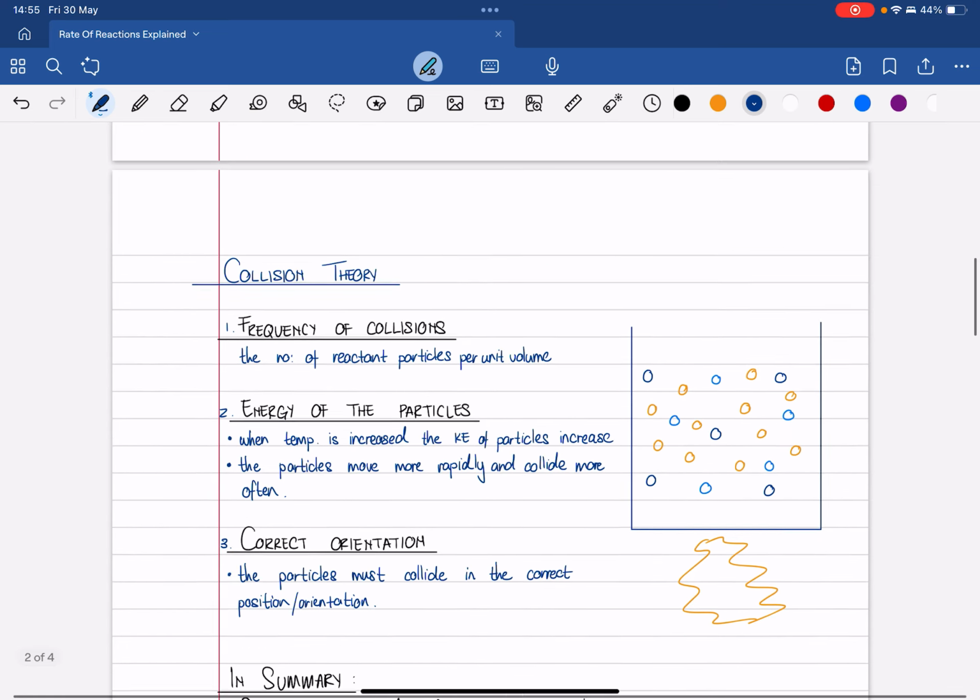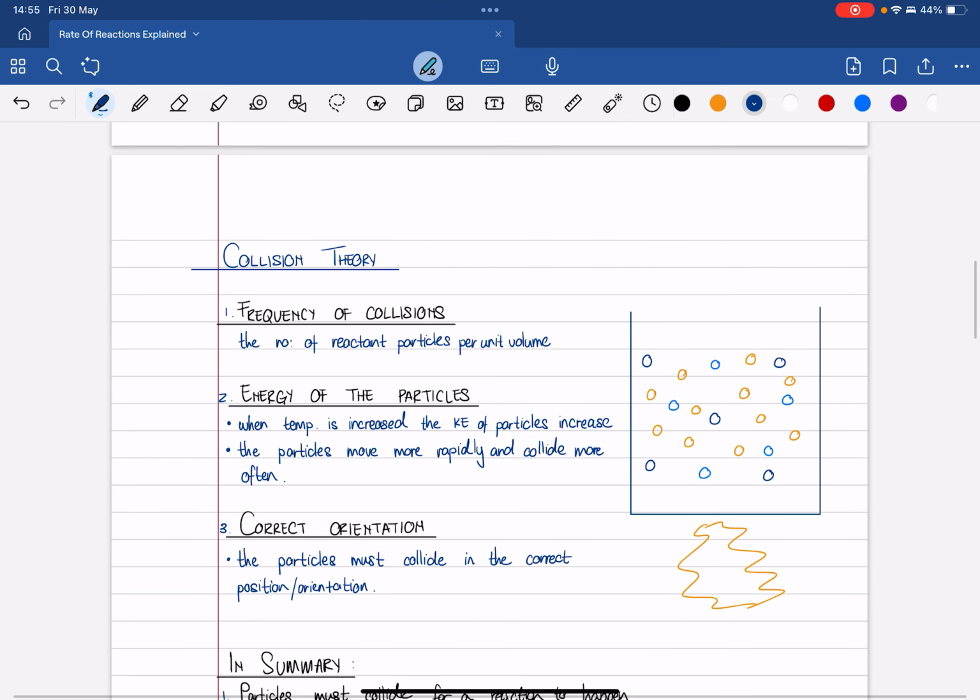Wonderful. So these are the three things that are related to the collision theory. How often are the particles colliding? How much energy do the particles have when they collide? And are they orientated correctly?